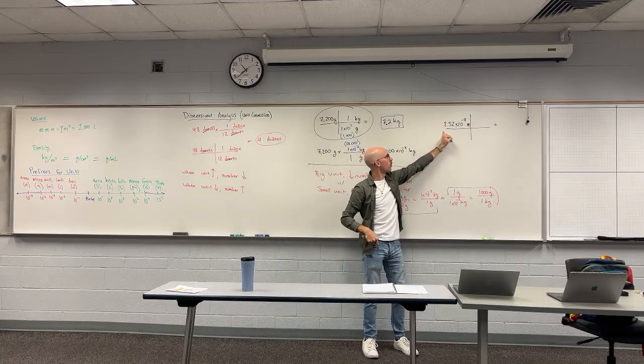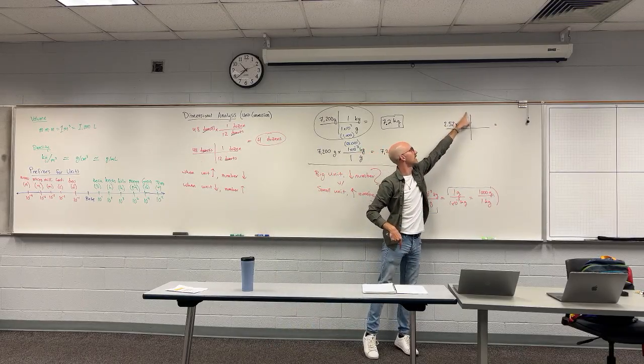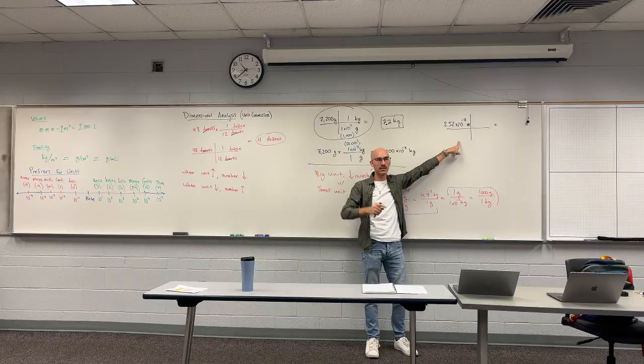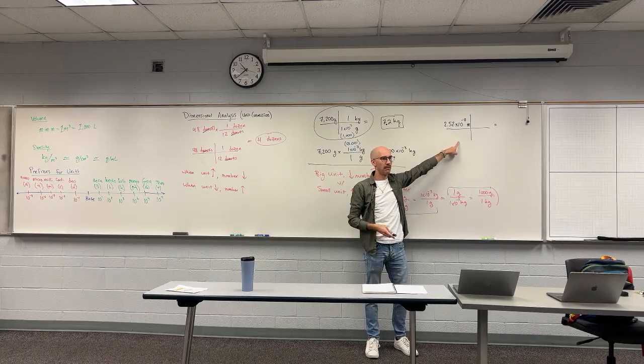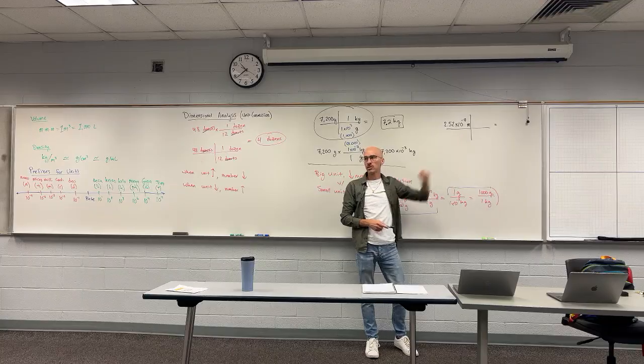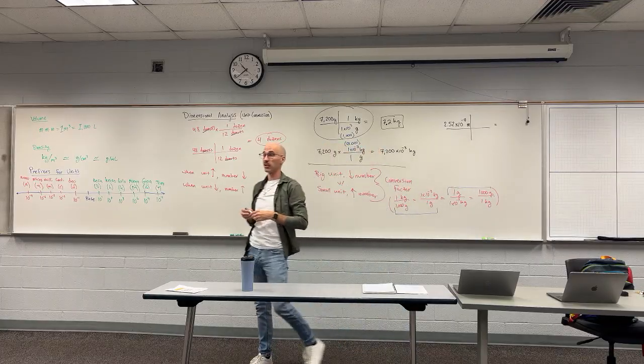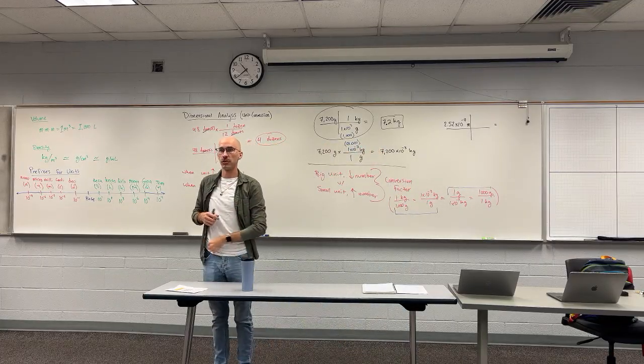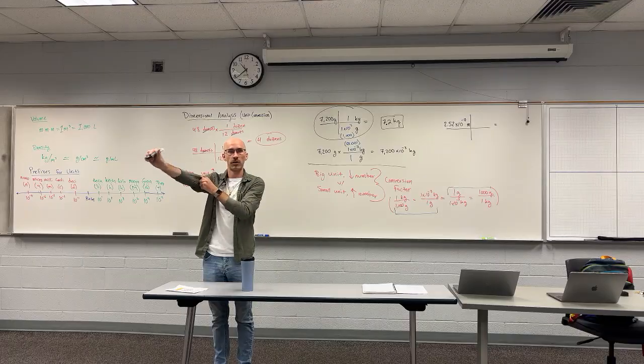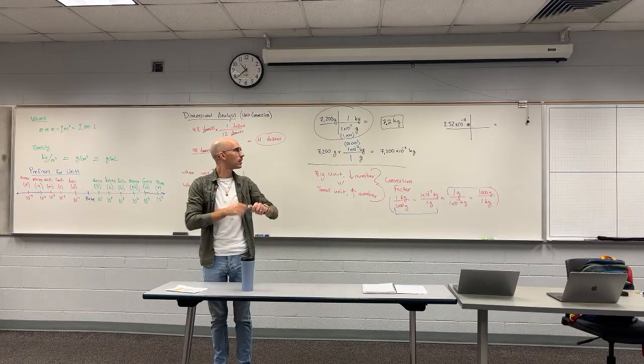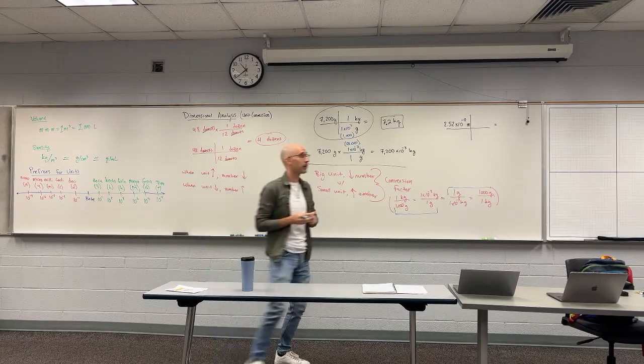Parentheses, 2.52 times 10 to the negative 7, end parentheses. Then I do multiplied by or divided by my function. So you need to play around with yours to know that you can trust it. And I'm happy to come around and help you look at your calculator to make sure that you can trust it.